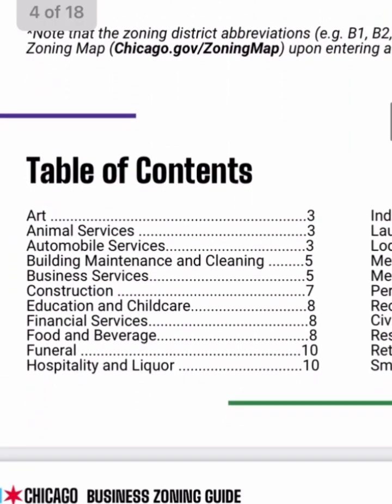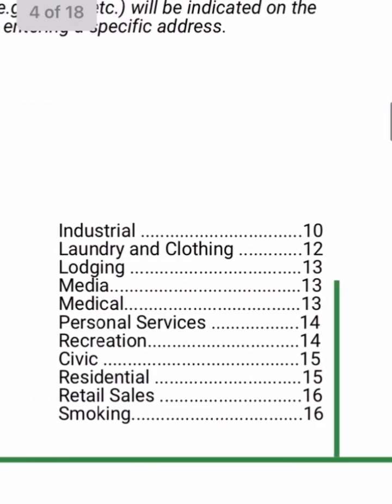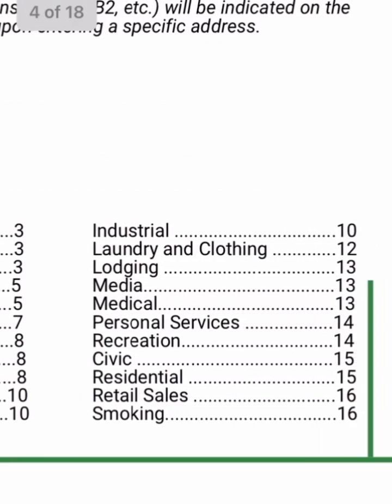And then they organize the guide by the different categories. So you've got art and animals, automobiles, building maintenance and business, construction, education, financial, food, funeral, hospitality, industrial, laundry, lodging, and media, medical, personal services, recreation and civic, residential, retail sales, and smoking.